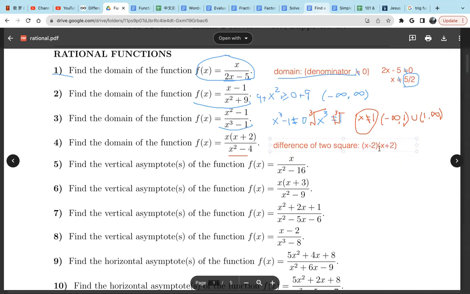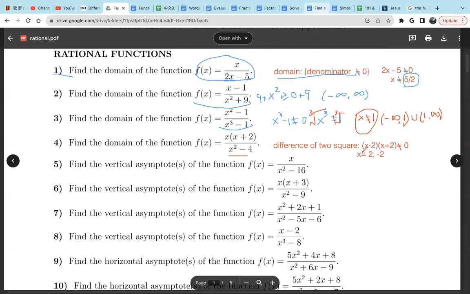Because 4 is 2 squared, we can write it as this. And then we see this cannot be 0, so let me slash through the equal sign. This is not equal to 0. We have two factors. That means x minus 2 cannot be 0, and x plus 2 cannot be 0. So that means x cannot be 2 and -2.